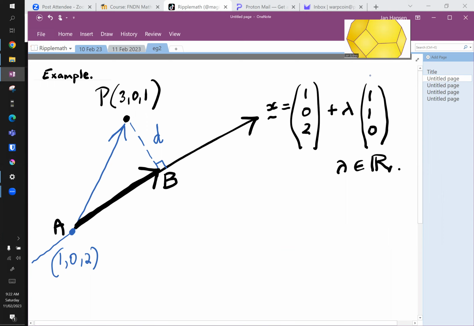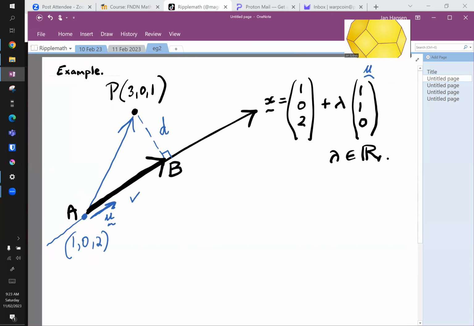Now that line has direction B, or maybe not, B is a bad letter, we'll call it U, okay? So U goes in that direction. We're projecting AP along U to do this. And once we've found AB, we just use Pythagoras to find D because it's a right angle triangle, simple. So let's get going with that.